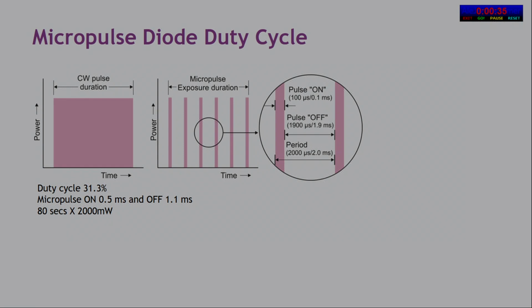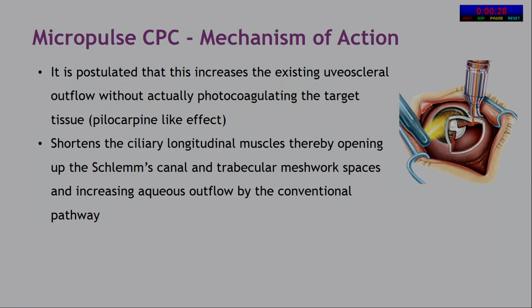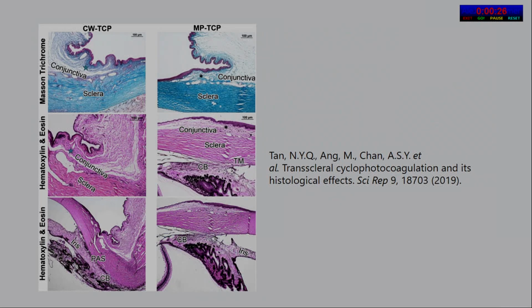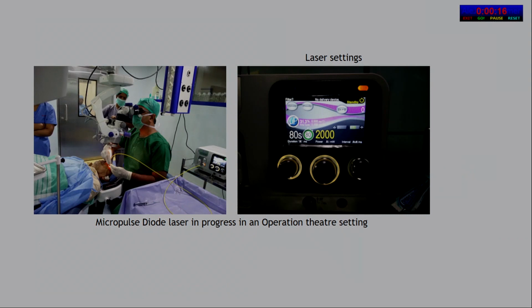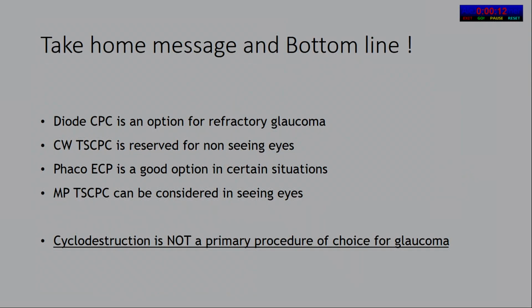The micropulse, I think Dr. Prasanna is going to speak about the micropulse. Now I have switched to the micropulse diode laser, and I think he's going to talk more about that. The histopathology of what has been published very clearly shows that the extent of severe damage which you used to see with the continuous wave is not seen with the micropulse. So I think it's a clear advantage. This is the way I do the micropulse. And the take-home message, Prasanna will talk more about the micropulse laser.